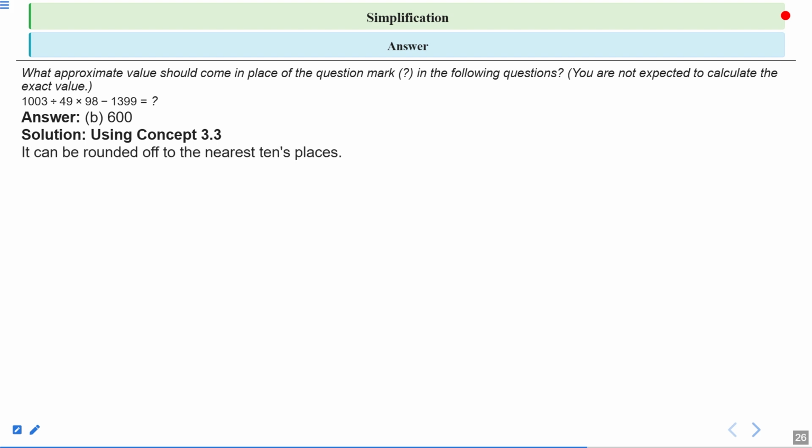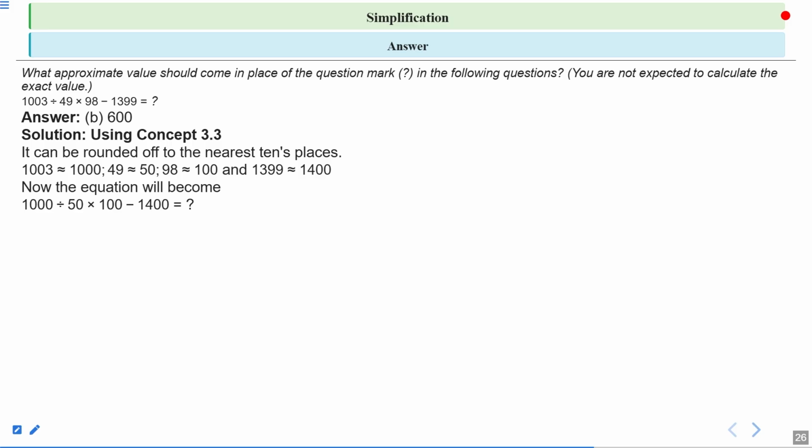It can be rounded off to the nearest tens place. So 1003 will become 1000, 49 can be converted into 50, 98 can be converted into 100 and 1399 can be converted into 1400. Now the equation will become 1000 divided by 50 multiplied by 100 minus 1400. When we simplify it, we get 20 into 100 minus 1400. So 2000 minus 1400 equals question mark. So the question mark will become 600. So that's why B is the correct answer. Next one.